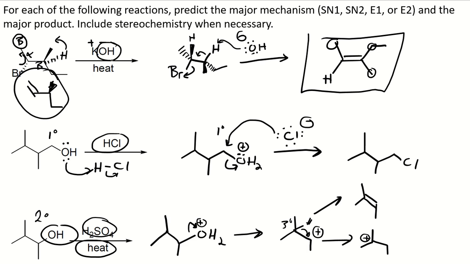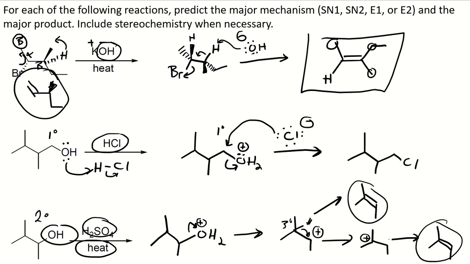Now when we do the elimination here, again, you're going to favor the Zaitsev product, the more substituted, more stable product, because we're heating this up and we're using acidic conditions. And regardless of whether you notice the rearrangement or not, you actually get the same product. But keep in mind that's not always true. So whenever you do an E1 or an SN1, pay attention to the cation. Will a rearrangement occur? Do I need to consider other potential products?